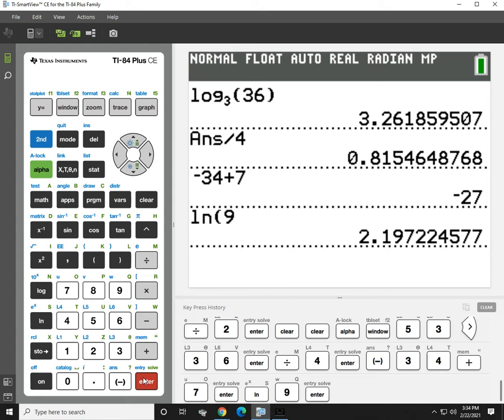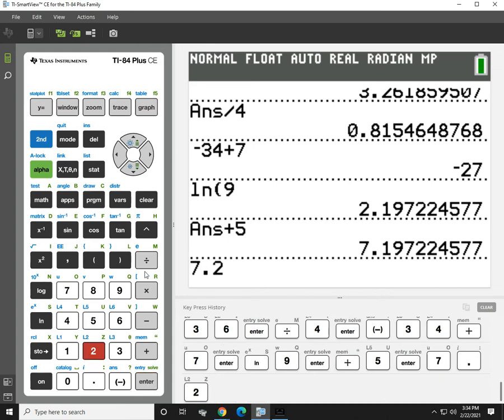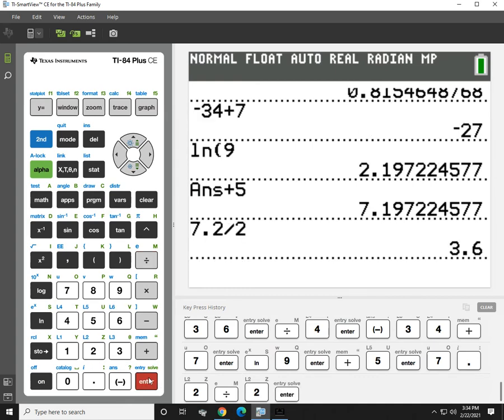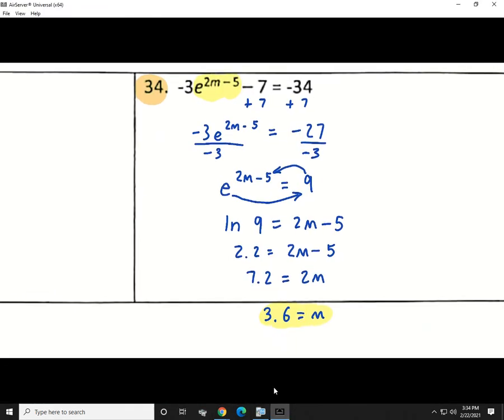The next thing we're supposed to do is add 5. So if I add 5, that's going to be 7.2 equals 2m. And then I'm going to take 7.2 and divide it by 2. And that gives me approximately 3.6. So m equals 3.6. Let me go back to the paper so you can see all of that worked out and done. There it is.